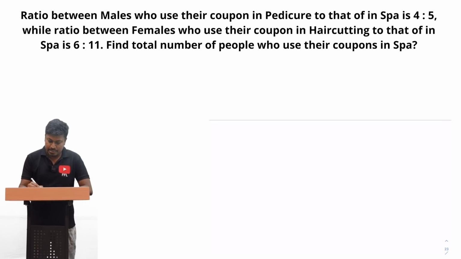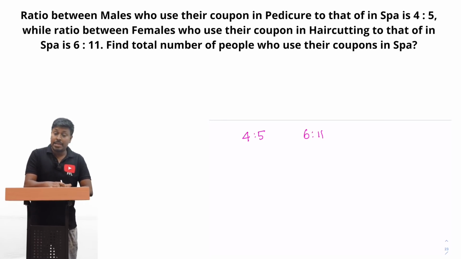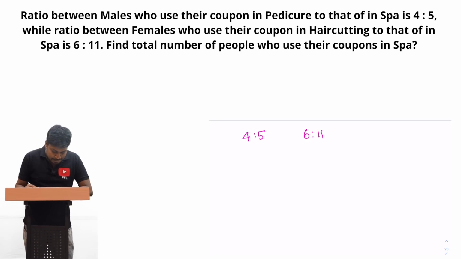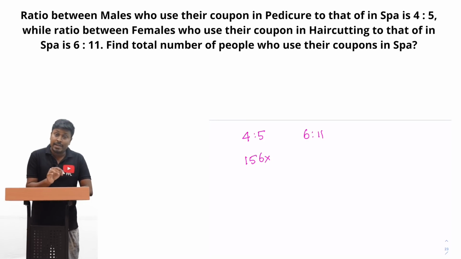So pedicure and spa ratio is how much? 4:5. While the females' ratio is how much? 6:11. So find the total number of people who use their coupon in spa. We already know that 4:5 is the ratio for pedicure and spa, right? So male pedicure is how much, according to the chart? 156. So 156, our target is to find the spa, right?